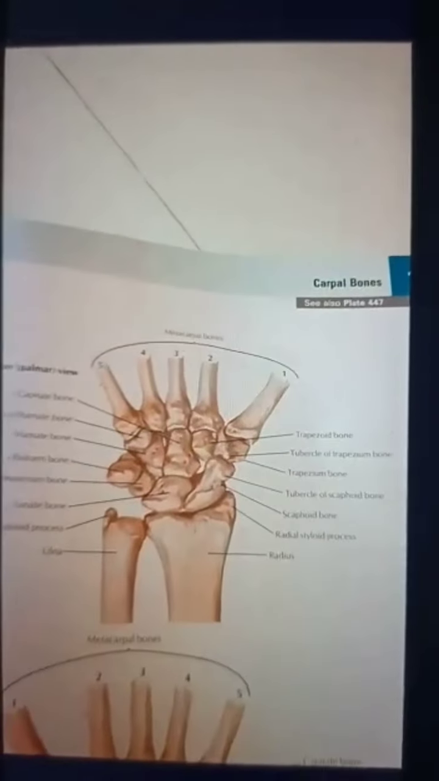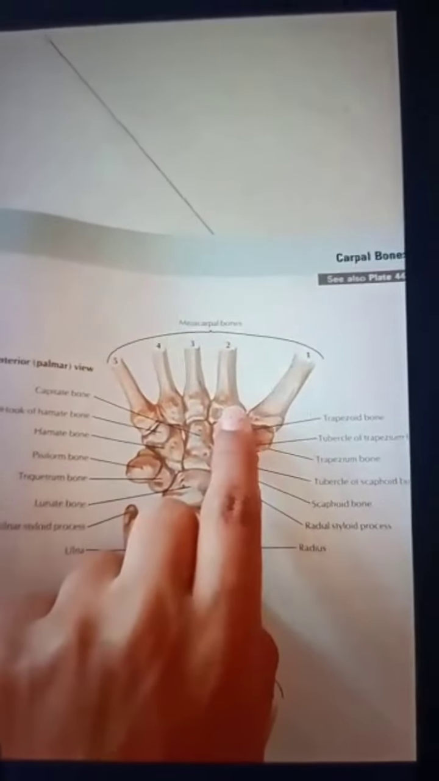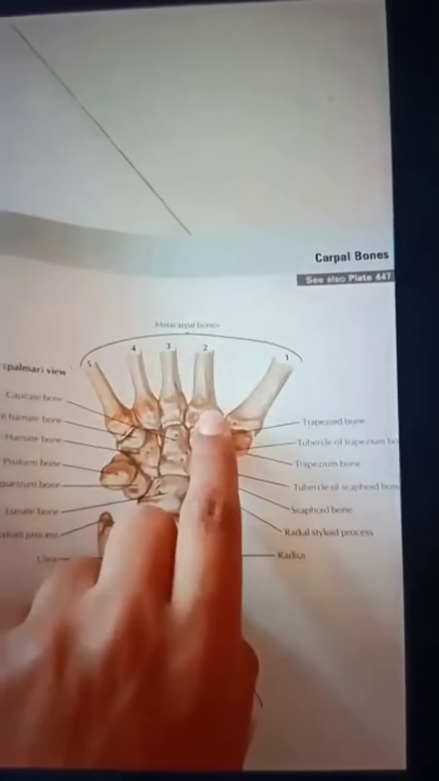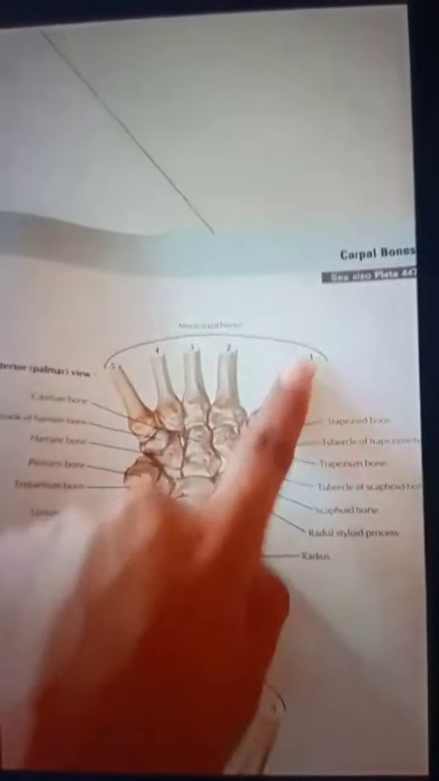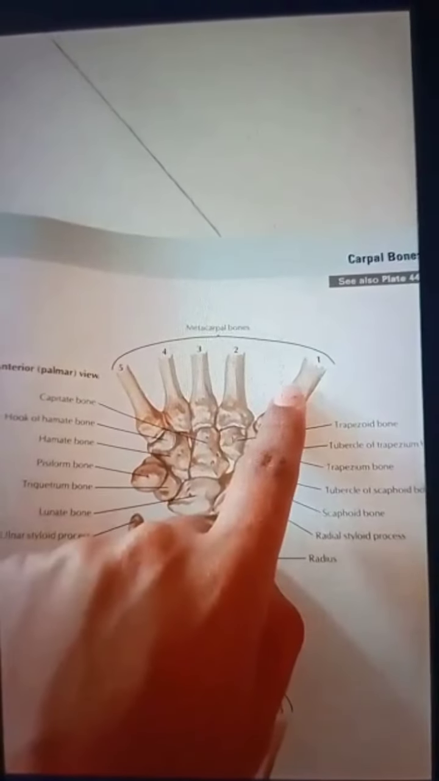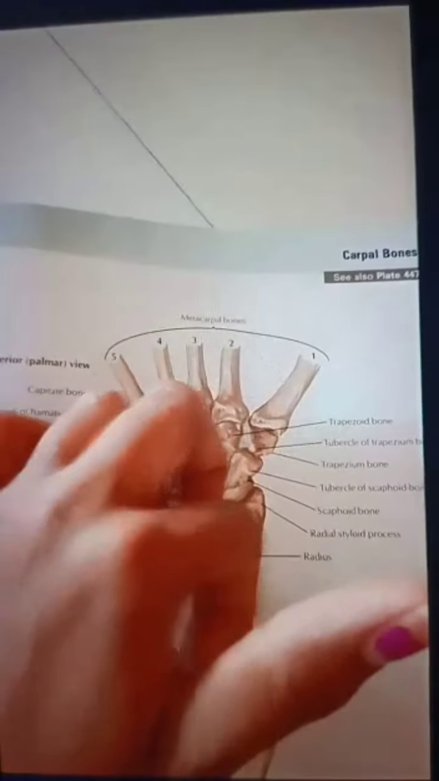And next we have the metacarpal bones. So you can see these are the metacarpal bones. The first metacarpal bone does not articulate with other metacarpals and articulates only with the trapezium. You can see this is the trapezium. The first metacarpal bone is nothing but our thumb. The thumb is only articulating with the trapezium, not with the other four fingers.